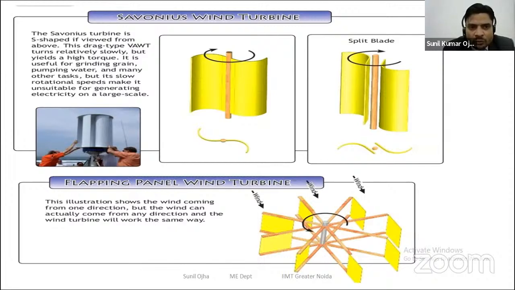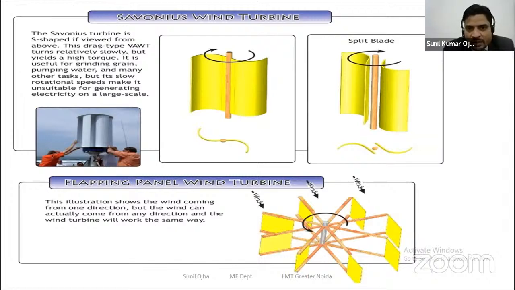It turns relatively slowly, but yields high torque. So its rotation is slow, but it has high torque. It is used for grinding grains, pumping water, and other tasks. But due to its slow rotational speed, it is unsuitable for generating electricity on a large scale. So it is used for irrigation or grinding purposes.